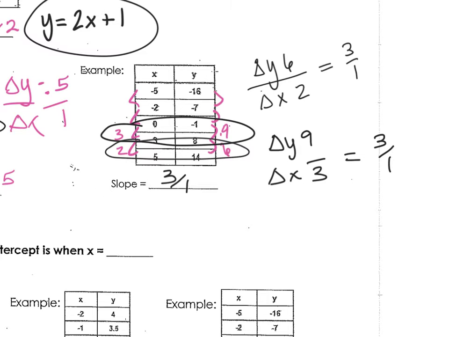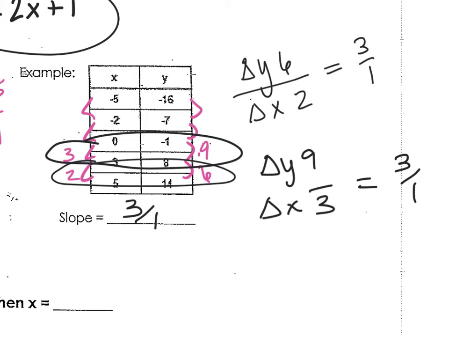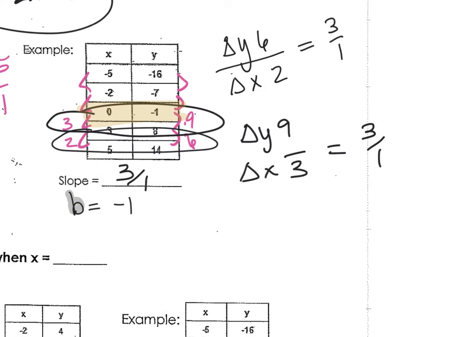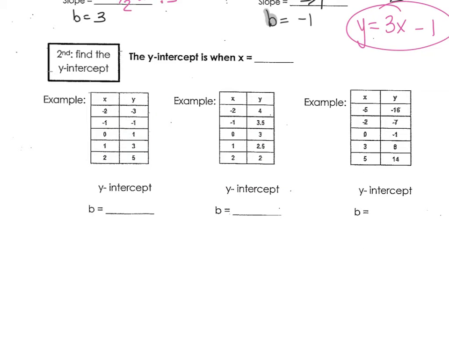And can I see my y-intercept on this table? Is there an x value of 0 I can look at? Yes, it's negative 1. So my b, or my y-intercept, is negative 1. So if we put all that together in an equation, y equals 3x minus 1, right? So remember, the y-intercept is when x equals 0.